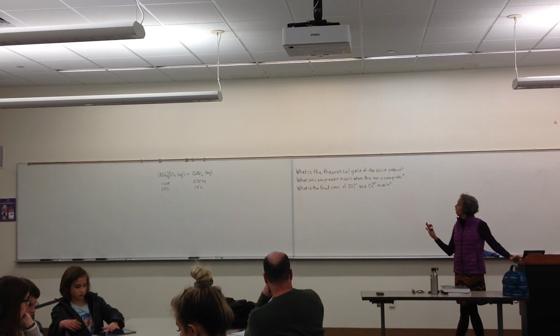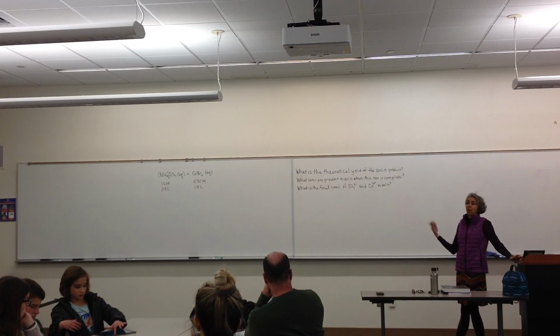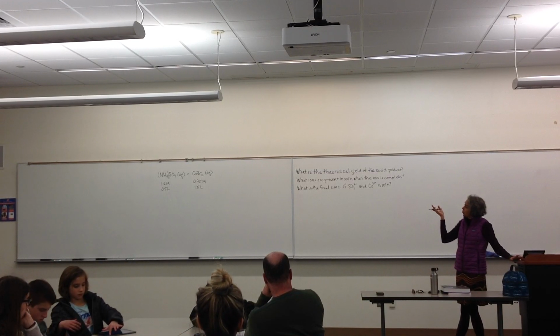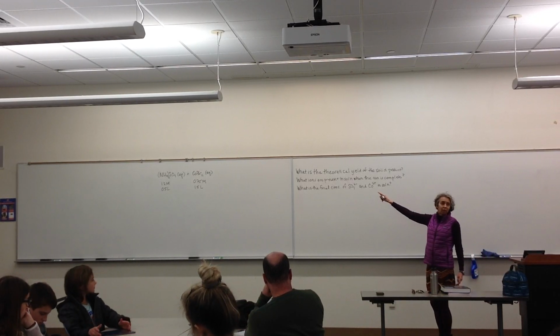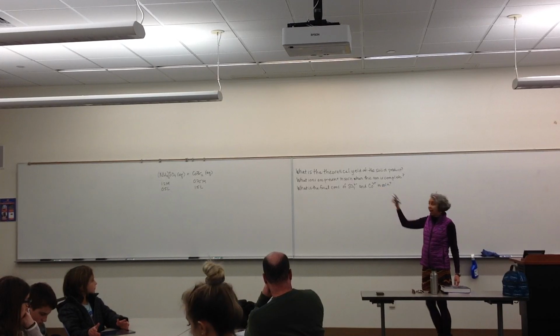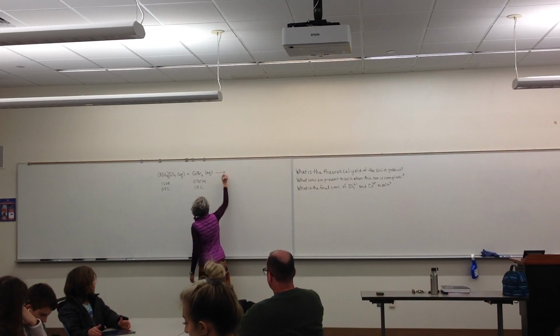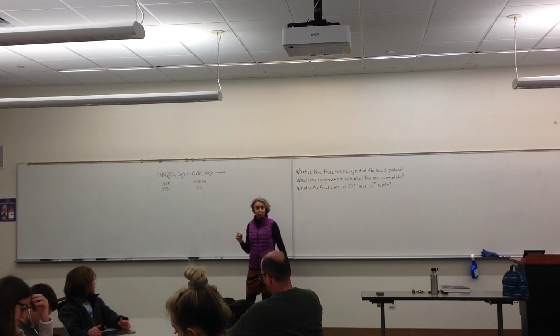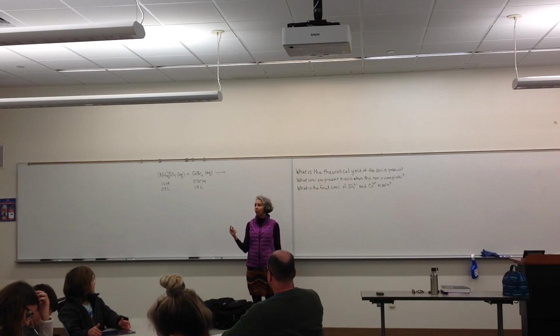So in order to figure out what the theoretical yield is, we've got to figure out what's going to run out. Now, we have a little bit of a problem in that we haven't actually figured out what the products are yet. So why don't we stop and do that? So this is a double displacement reaction.